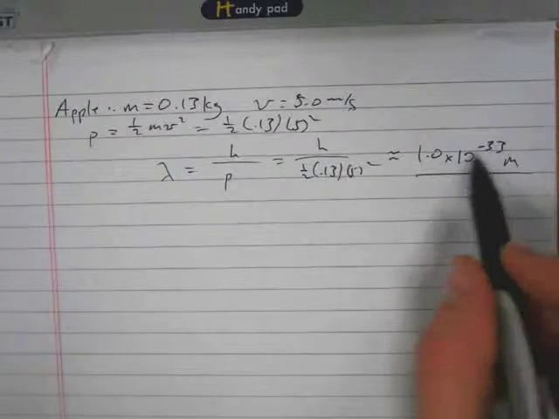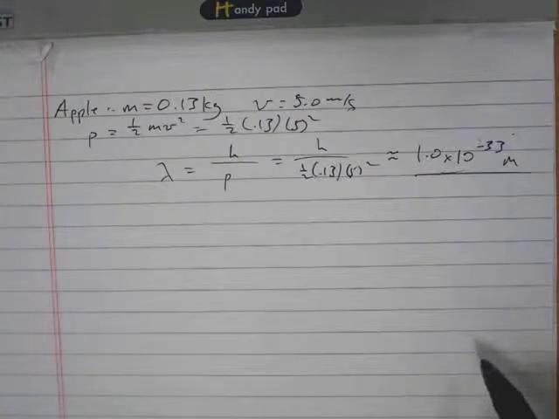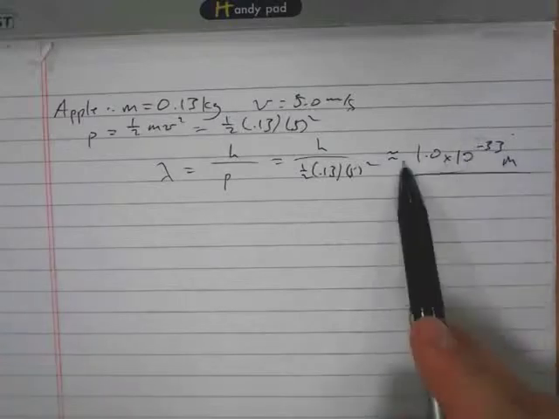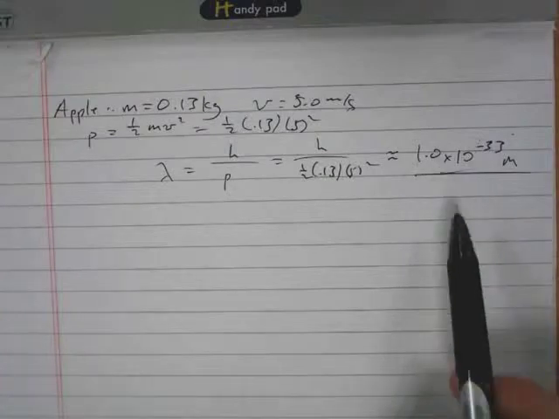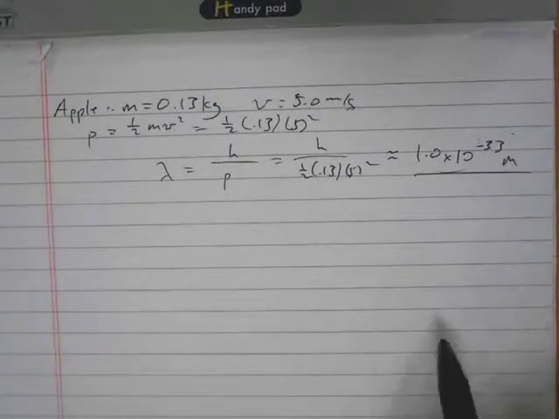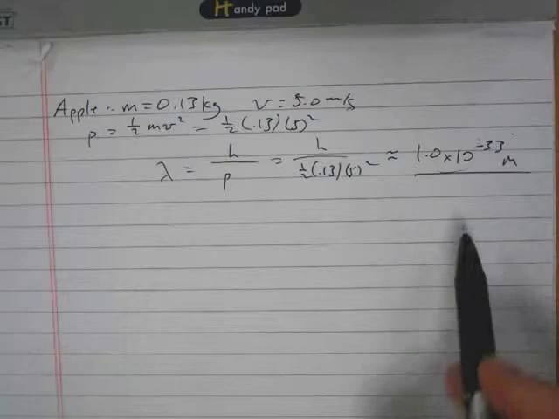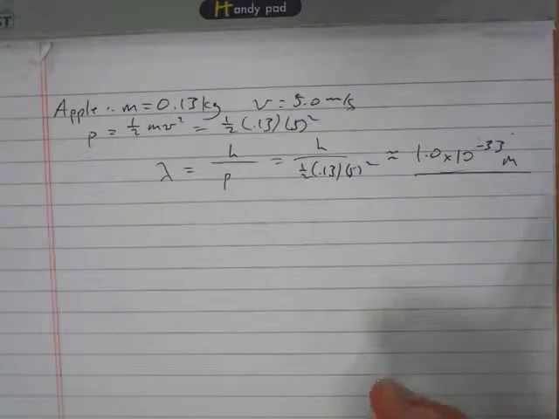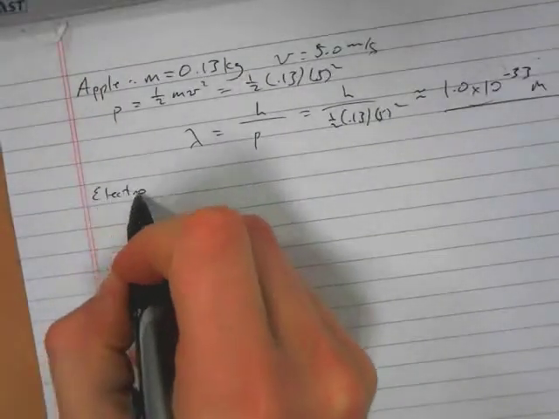Now, 10 to the minus 33rd meters is a really, really small wavelength. Atoms have size on the order of 10 to the minus 10th meters. So if something has a wavelength this small, it stands to reason that we wouldn't be able to detect any sort of wave behavior, like interference. In an interference pattern where the wavelength is this small, the maxes and mins would be so closely spaced that we wouldn't even be able to detect them.